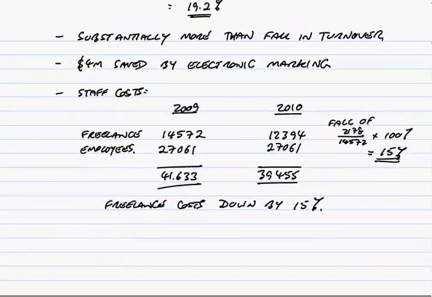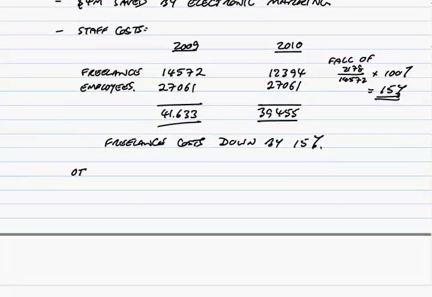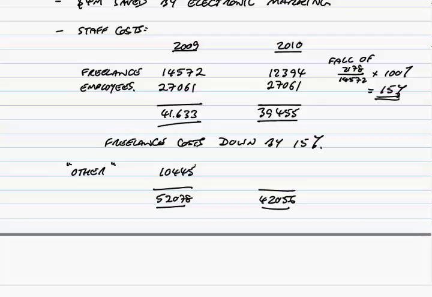What about the rest of cost of sales? Well, other cost of sales. We know what the total was each year. It was 52,078, 42,056. So the remainder, the bulk of it is staff costs, but the remainder, 52,078 minus 41,633, 10,445, and 2010, 2601. So there's a substantial reduction there.